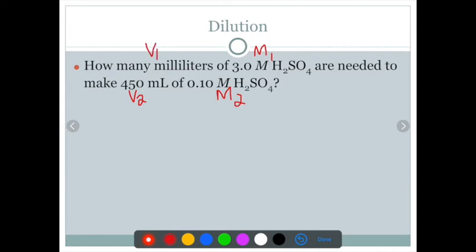So we want to know how much are we going to take out of the stock solution to make this new diluted solution. So we're going to take 3 times V1, that's what we're looking for, is equal to 0.1 times 450 mils.